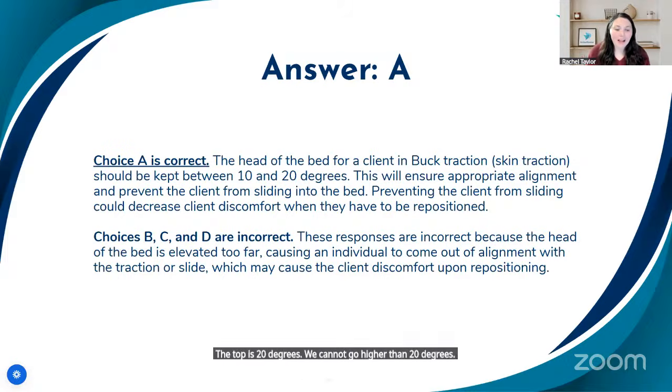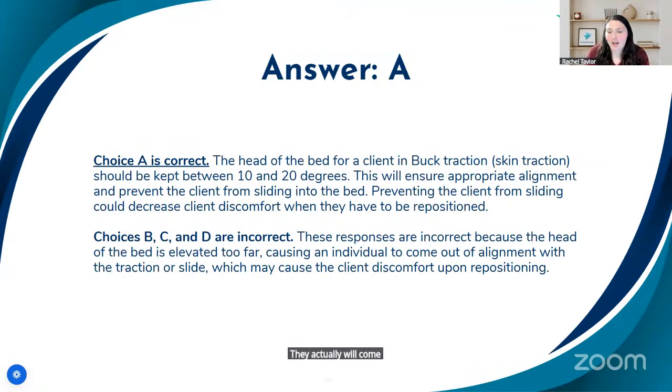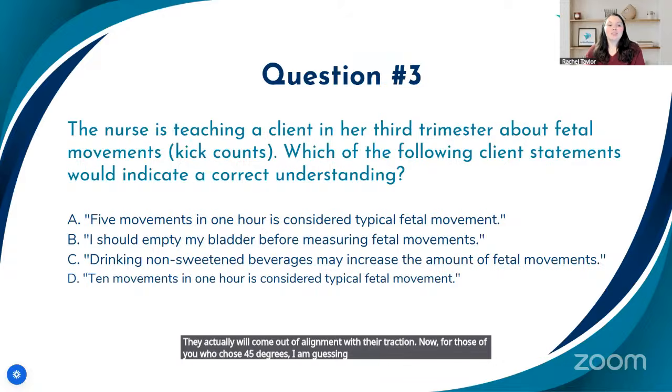The reason why is if they come up to that 45 degrees, they actually will come out of alignment with their traction. Now, for those of you who chose 45 degrees, I am guessing, were you thinking of when someone has increased intracranial pressure and we keep them at 30 to 45 degrees? Was anyone kind of thinking that way?